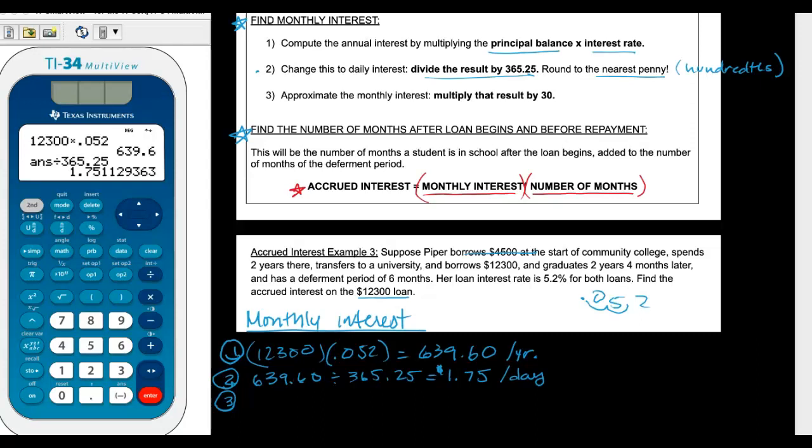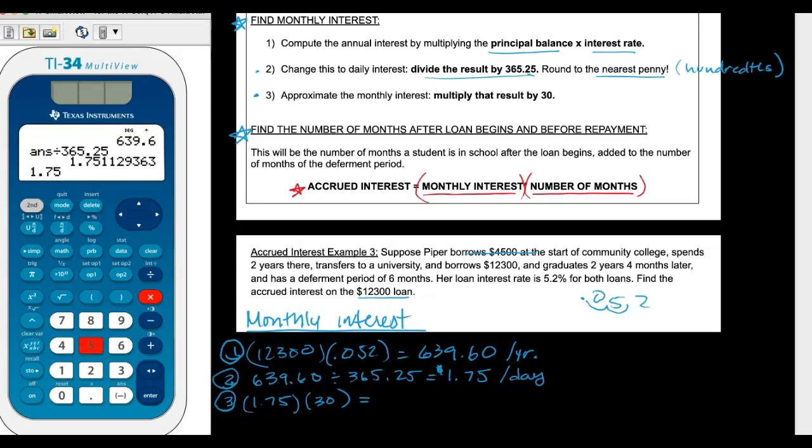So I take $1.75, which is my daily rate, and I'm on step 3 underneath monthly interest. I multiply that result by 30. So I multiply $1.75 by 30, and that gives me the monthly interest. Rather than taking my previous answer, I'm just going to type in 1.75 since my previous answer has all those decimals. It's very possible that it wouldn't make a difference, but it's good practice just to use the number you're writing down on your paper. So then we get $52.50, and that's per month.